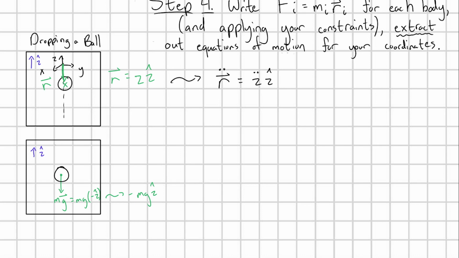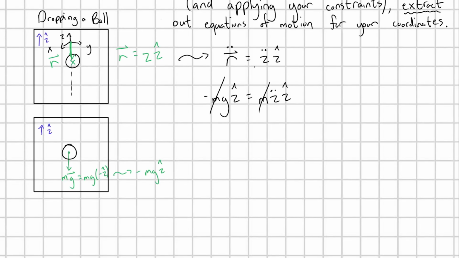All right, but for this problem, let's go ahead and write out F equals ma. So we have minus mg in the z hat direction equals m times z double dot in the z hat direction. Okay, and we cancel this, and check out where we're at. So we're at minus g z hat equals z double dot z hat. All right, and we don't really have any more constraints to apply, so we're good to go on that front.